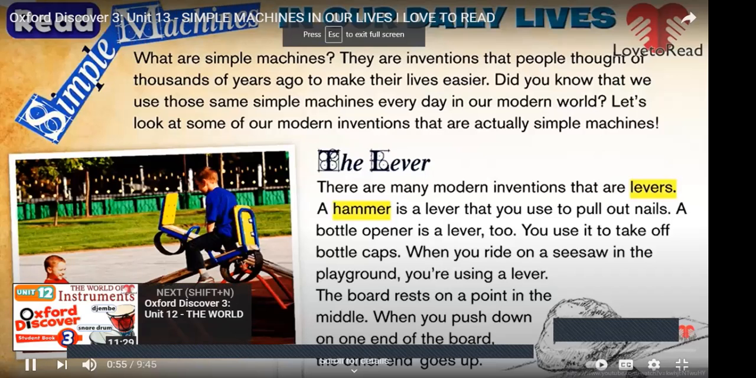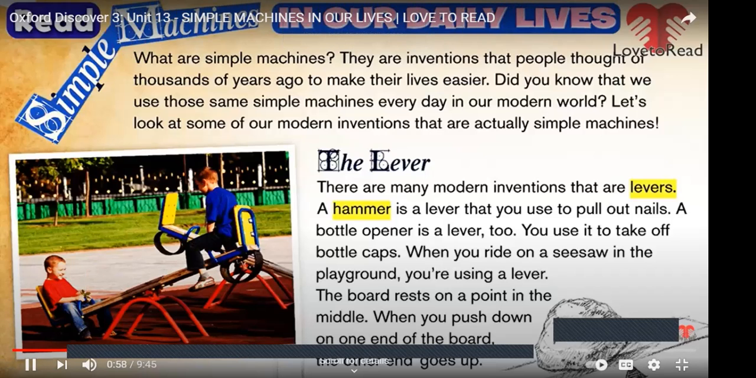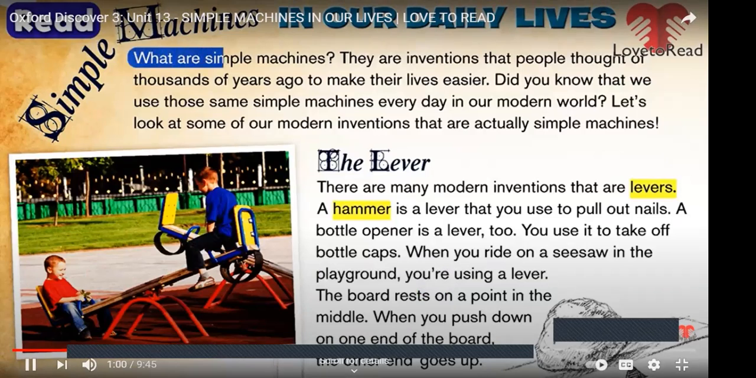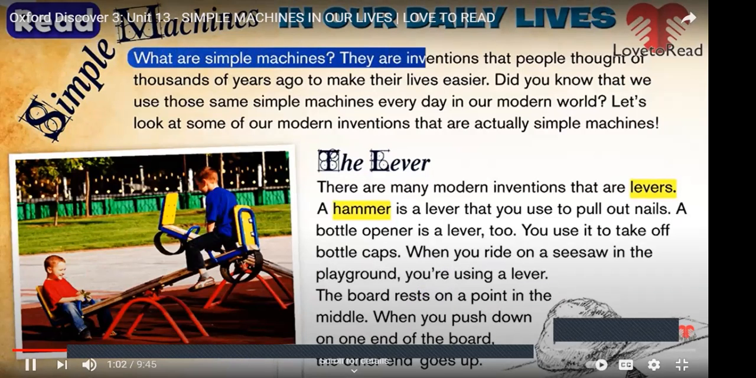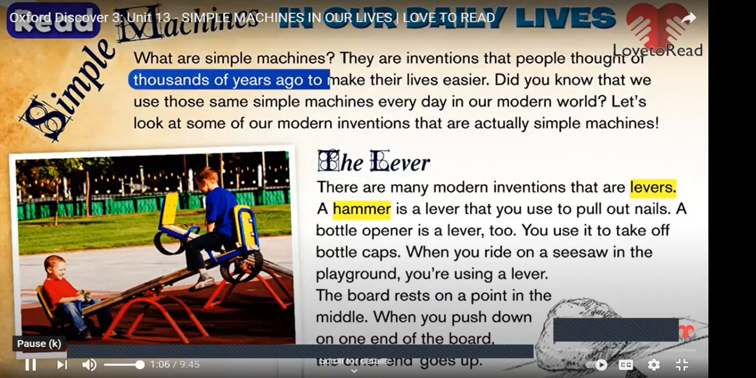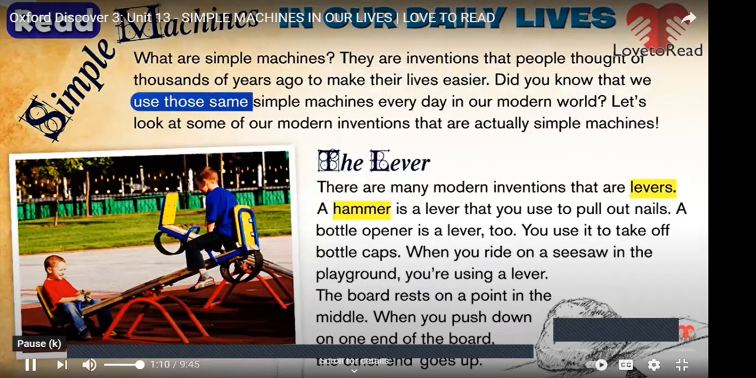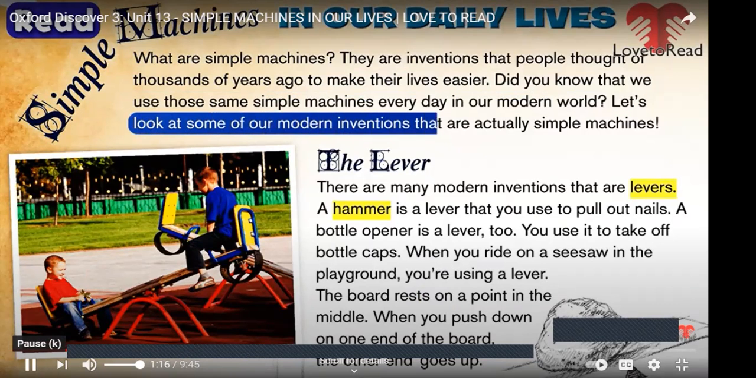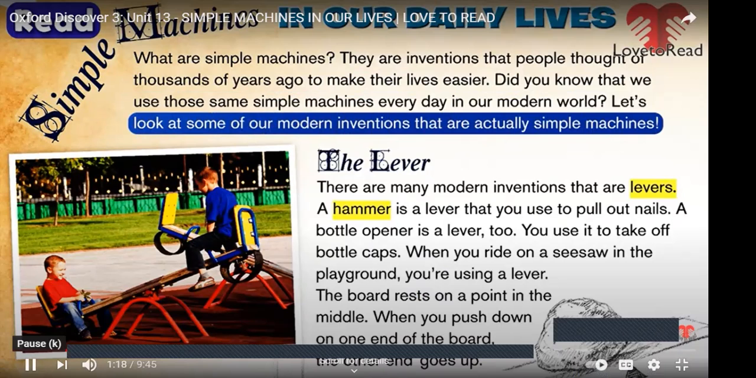Simple machines in our daily lives. What are simple machines? They are inventions that people thought of thousands of years ago to make their lives easier. Did you know that we use those same simple machines every day in our modern world? Let's look at some of our modern inventions that are actually simple machines.